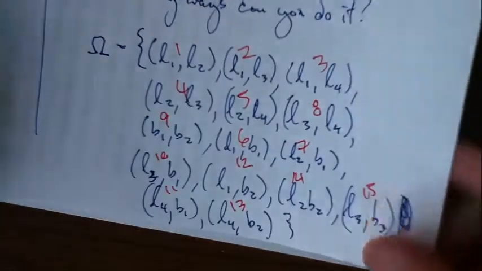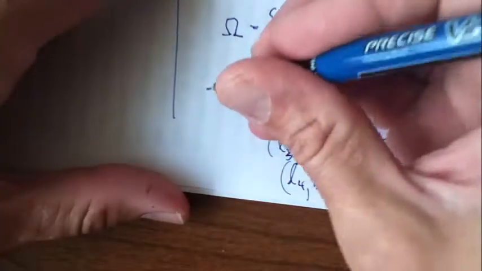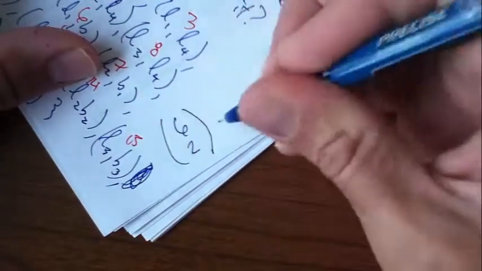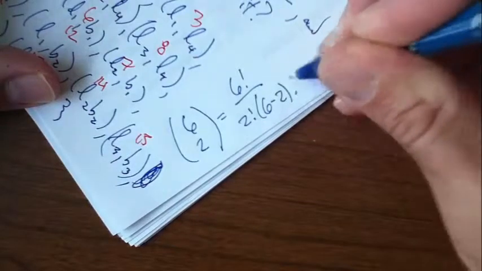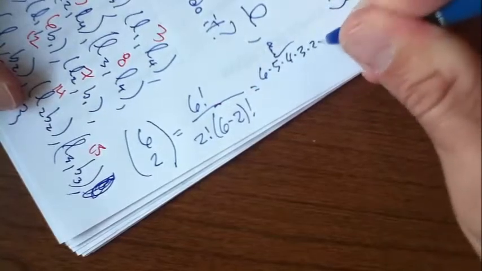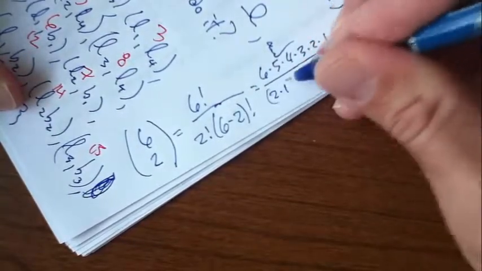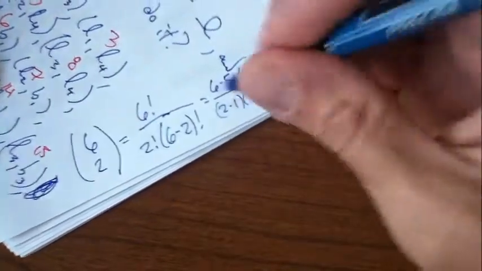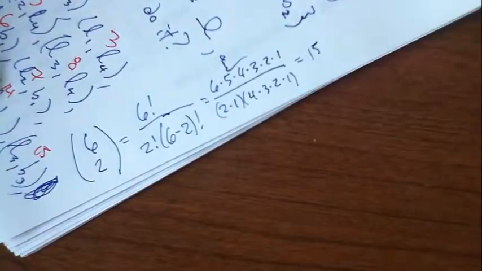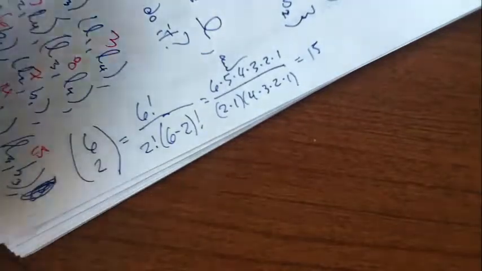By the way, is there a good way to just count those really quick? Well, yes, there is. I've got 6 things. How many ways can I choose 2 things from 6 things? If you remember this from a previous course, or even if you don't, this is 6 factorial over 2 factorial times 6 minus 2 factorial, which is 6 times 5 times 4 times 3 times 2 times 1, all over 2 times 1 times 6 minus 2, which is 4. So this is 4 times 3 times 2 times 1, which works out to be 15. And we'll talk about that again later.